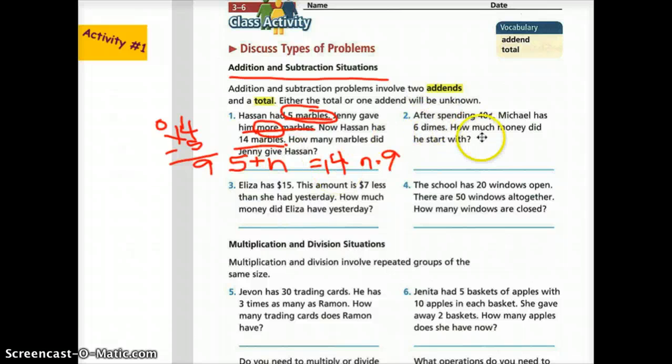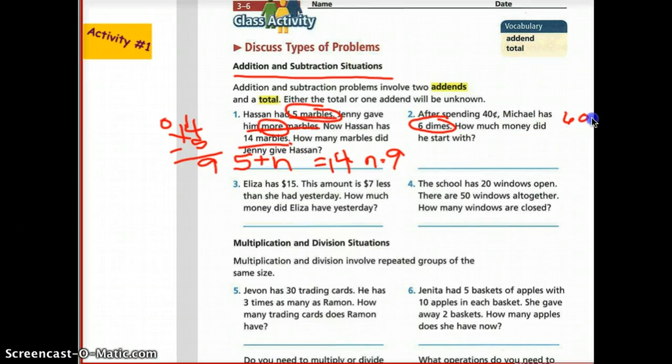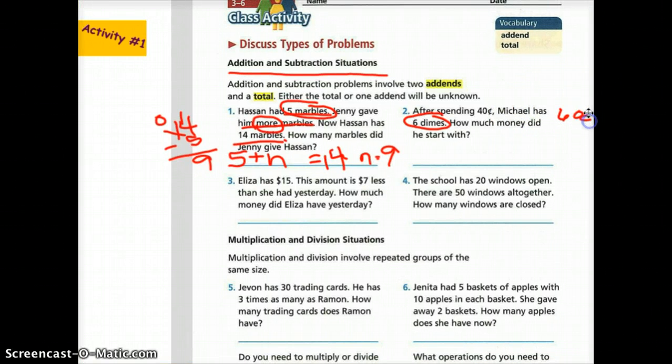Okay. Let's look at number 2. After spending 40 cents, Michael has 6 dimes. How much money did he start with? Okay, first we need to figure out how much 6 dimes is worth. 6 dimes is 10 cents each. So that would be 60 cents. So he got back 60 cents.